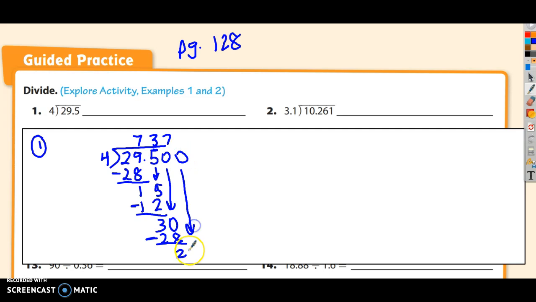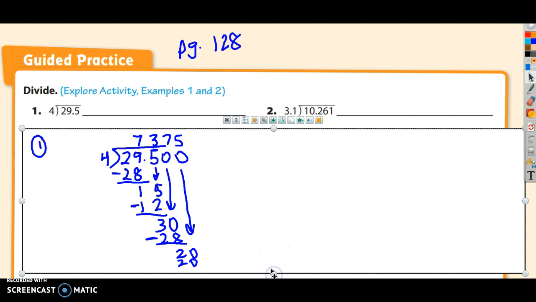Annex another 0. 4 goes into 20 5 times. 5 times 4 is 20. Minus 20 is 0, so I'm finally done. I'm going to move my decimal straight up. My quotient is 7 and 375 thousandths. All right, number 2.